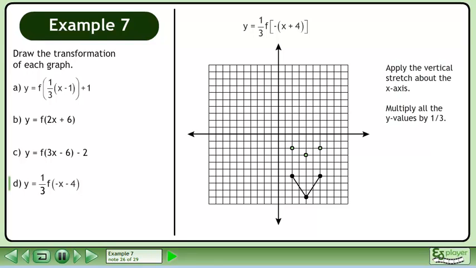Apply the vertical stretch about the x-axis. Multiply all the y values by 1 over 3. Next, reflect the graph about the y-axis. Multiply all of the x values by -1. Now apply the leftwards horizontal translation. Subtract 4 from each x value. Finally, draw the graph.